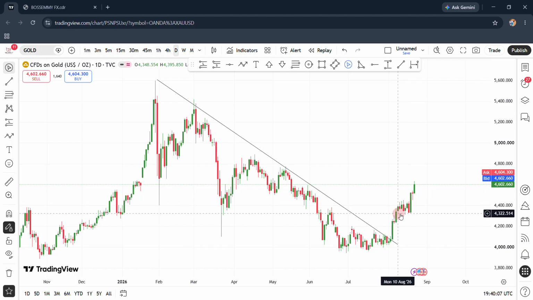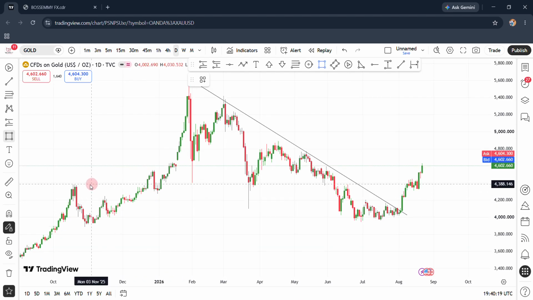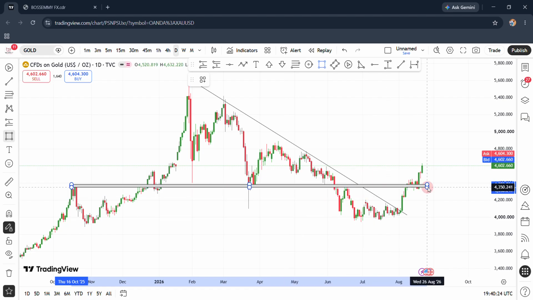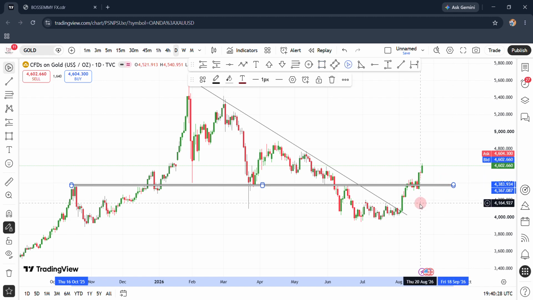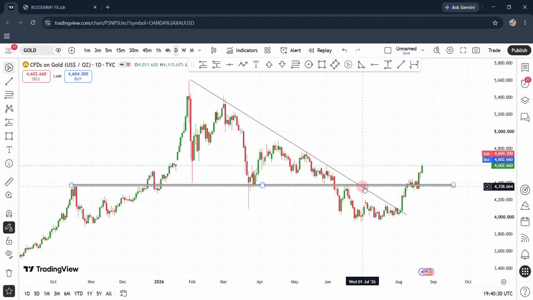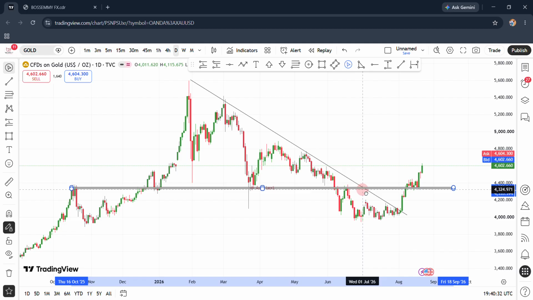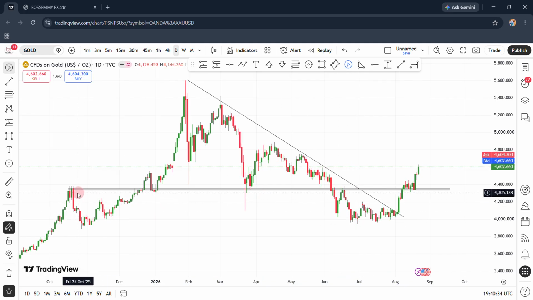So what do I need to do? First of all, I need to identify my major levels, my major support levels and resistance levels. So I just pick out my tools and identify my major levels. This was one of my major levels here. This was one of my major levels, and I'm going to explain why this is one of my major levels here.